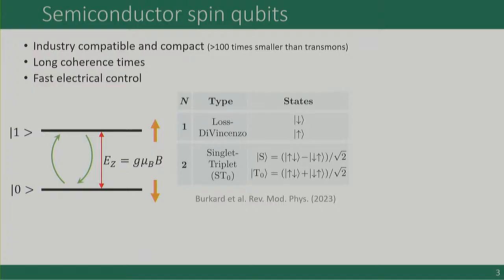Then, depending on how many spins our system has, we can have different types of qubits. If we have a single spin, our states will be up or down. However, if we have two spins, we will have what we call a singlet triplet qubit. And our states will be a combination of those two spins that can be down, down, up, up, and also the singlet and T0 states.